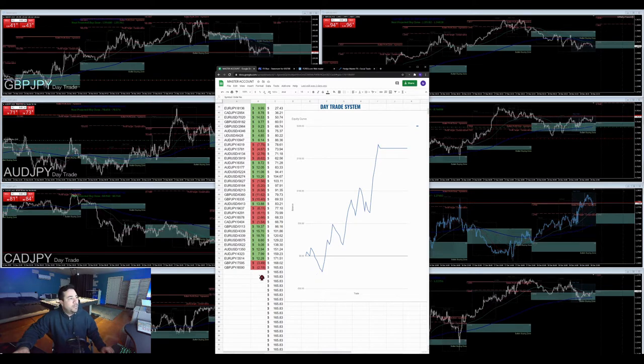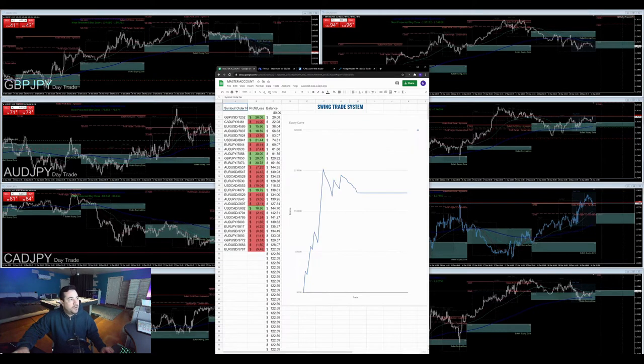So this is our equity curve on our day trades. We were sitting through a little bit of a drawdown, and I said not to worry. We have our stops, we take small losses and big wins. And that's where we're at right now.